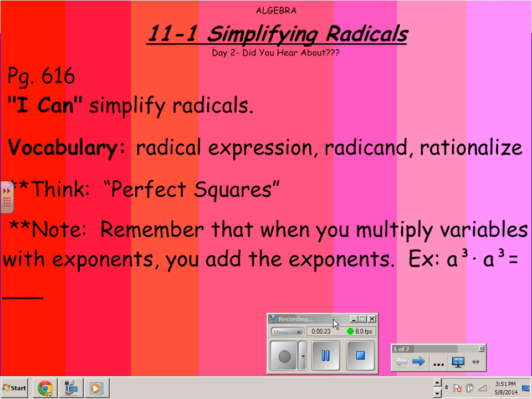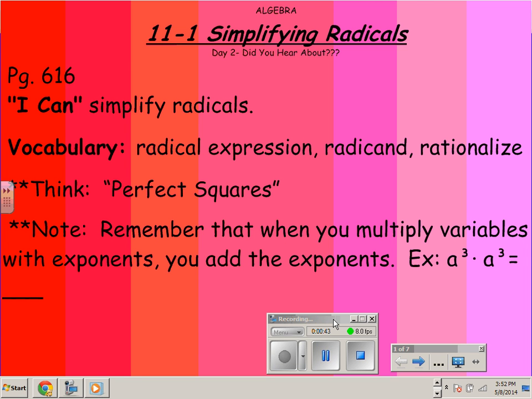Our vocabulary is radical expressions, radicand. Radical expression is just what we're going to be working with today. The radicand is what's inside of the radical sign or square root bar. And then rationalize means to get rid of the radical in the denominator as much as possible. Again, we're going to be thinking perfect squares.